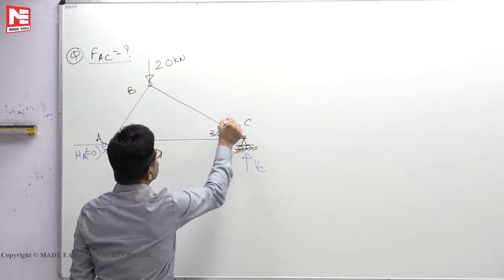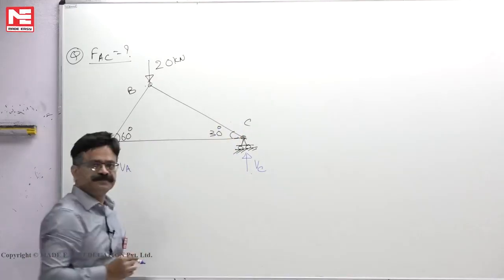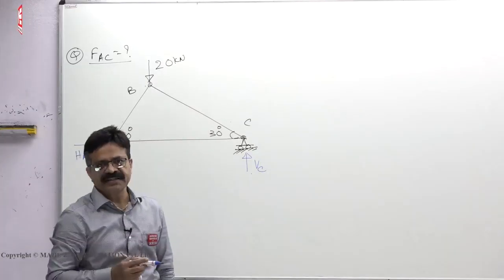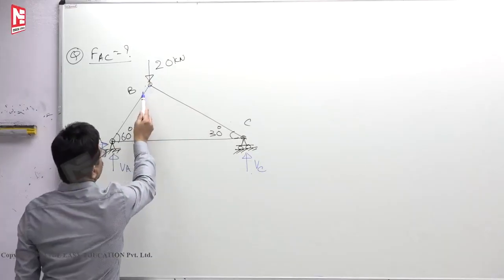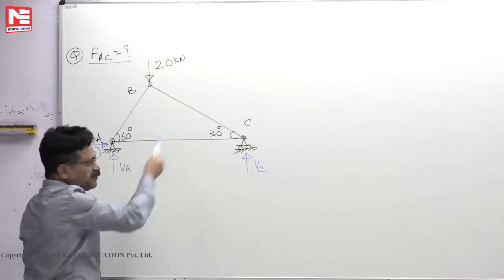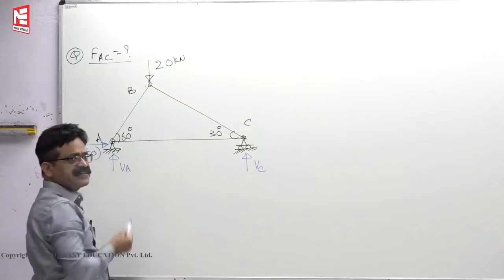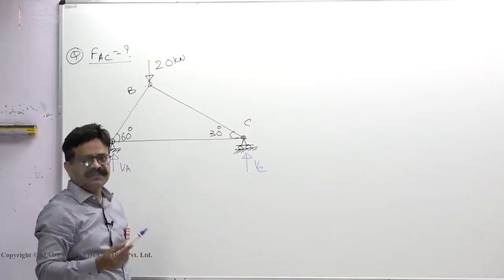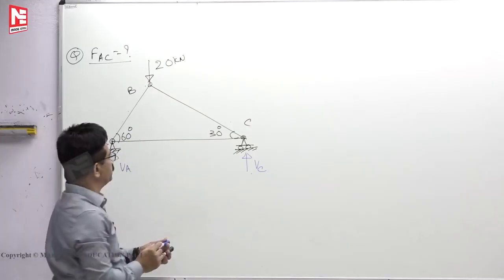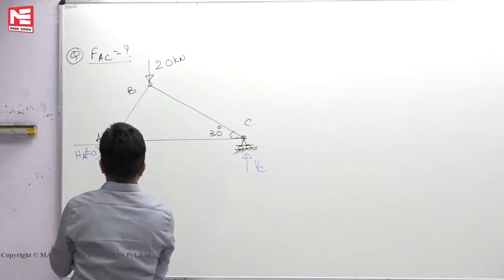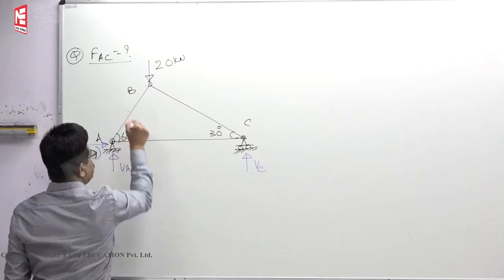VC we don't know. See, FBC, FAC. So, we will select a joint where only 2 unknowns are there. So, B you can take it. FAB, FAC. FAB I will find, let us say. Once FAB is known to us, I can find FAC from that. Within our stipulated time we can calculate. Now you see, if I want to take free body diagram of joint B, first we will find AB, then AC.